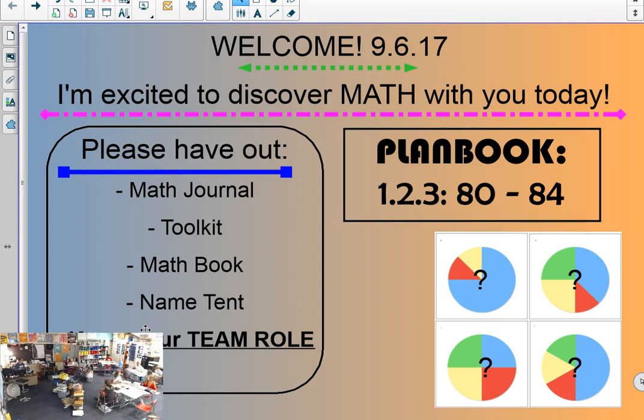If you guys are rolling well as a team. One of the ways that I'm going to know that I can trust you guys to do this is when you come in and you take care of business right away. So who actually has out your journal, your toolkit, and your book, and your name tag? If you don't, make it happen. You need to get in the habit of making this stuff happen when you get in here.